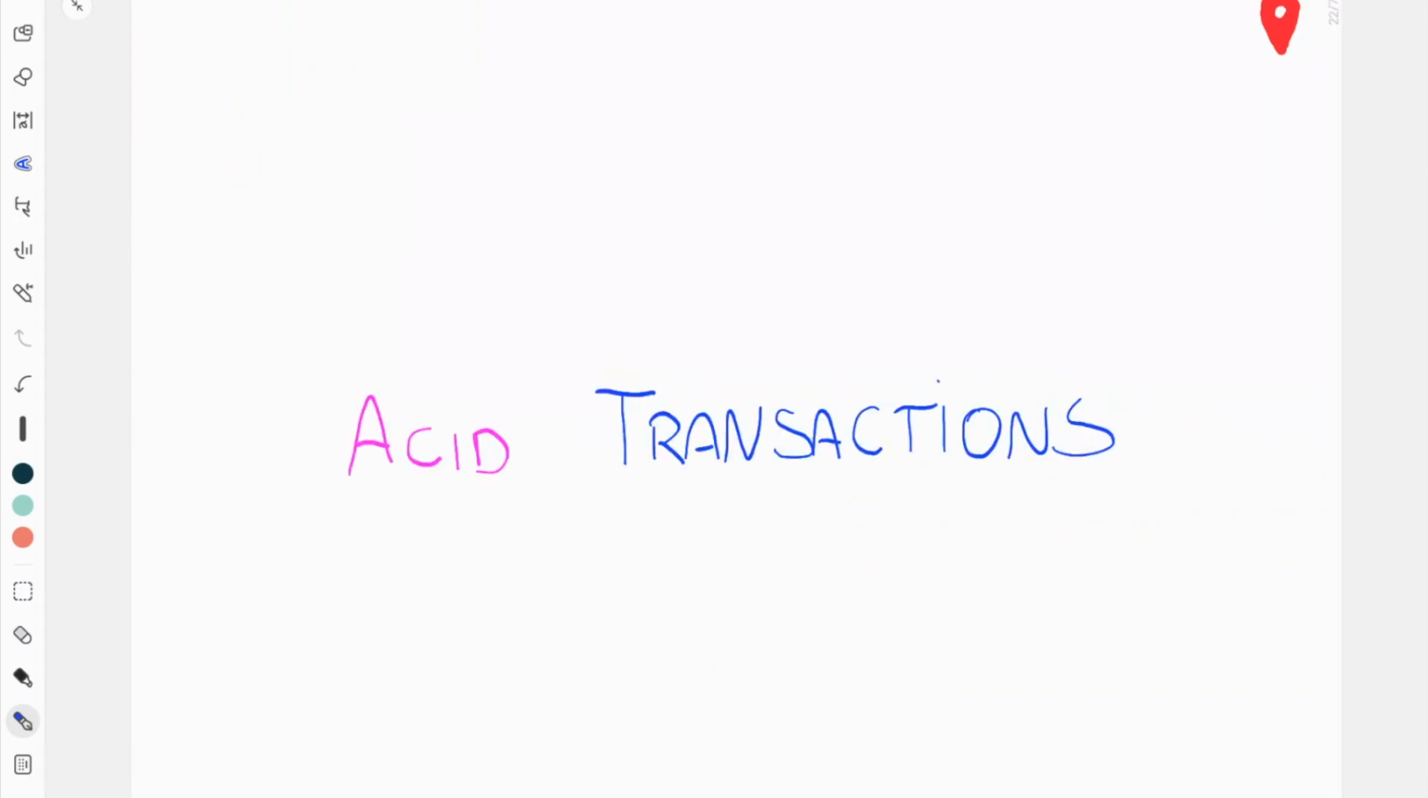ACID transactions are actually a big thing while handling data, because as you can see, there are a bunch of small things. For instance, when you perform an action, you expect it to be applied to your whole table, and if not, that can cause a lot of trouble. You have to go back to it, and that's not very productive.